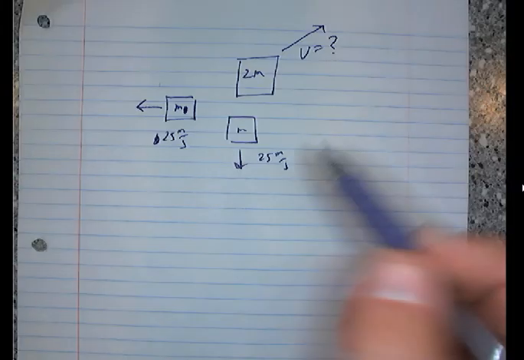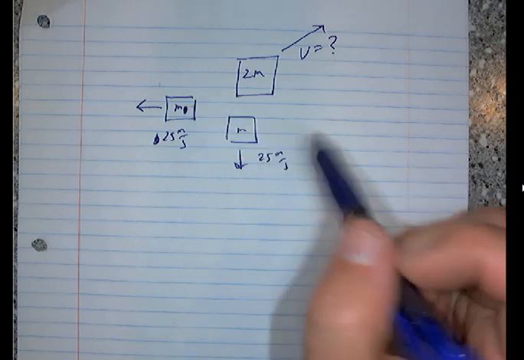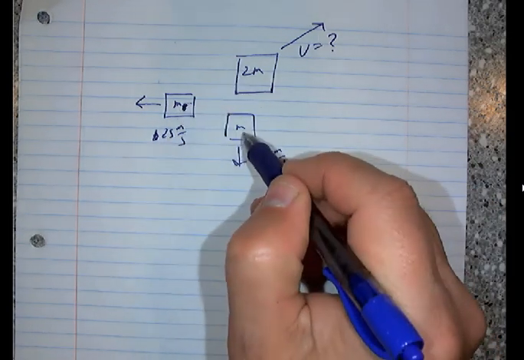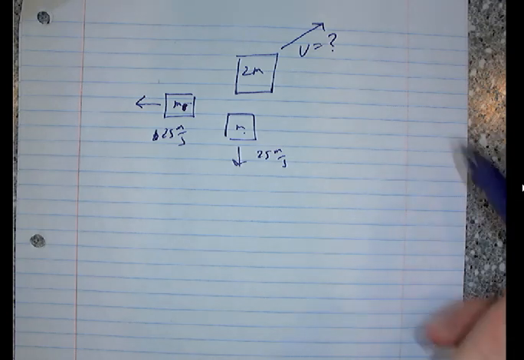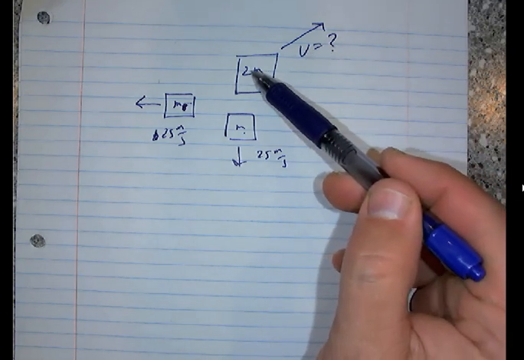Okay, so here's the picture. This is just m here. There's another m over here. We don't know the masses. We just know that they're equal to each other, so I called them m. And then a twice as massive one has to fly off this way.